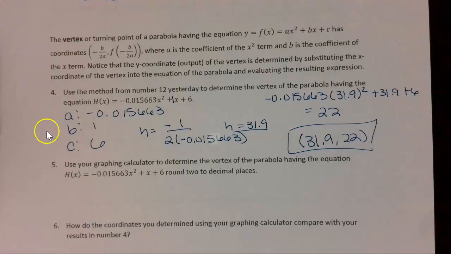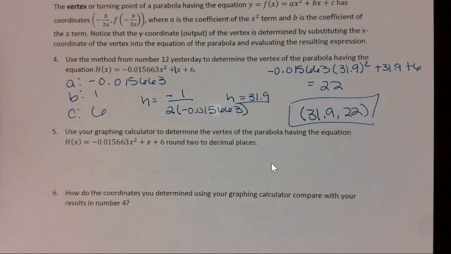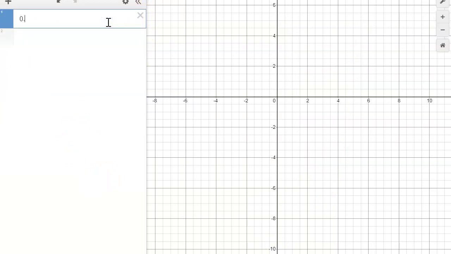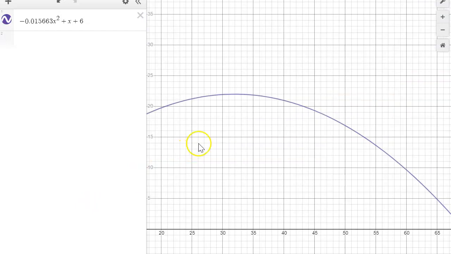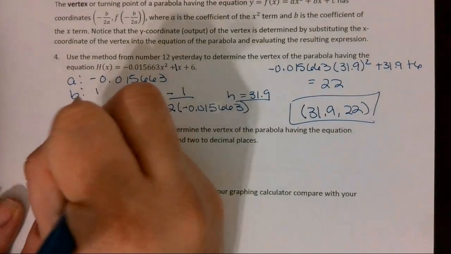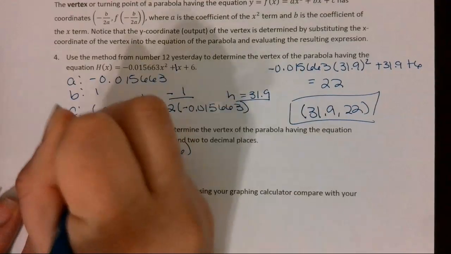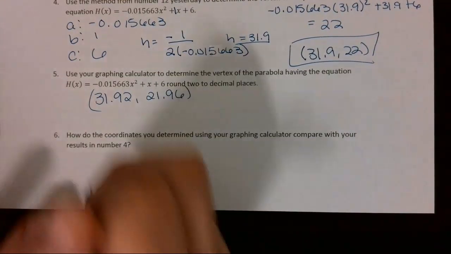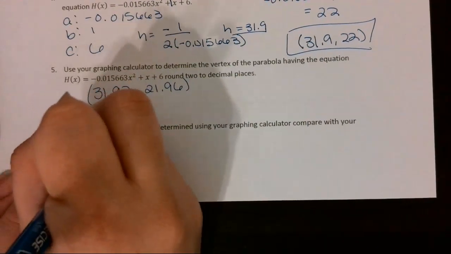Number 5 wants us to use the graphing calculator to find the vertex of the equation and round to 2 decimal places. So let's clear everything out. And we'll write it again. Negative 0.015663 x squared plus x plus 6. And we want to go find our vertex. Ooh, it's purple. And my paper wants me to write this to 2 decimal places. So I'm going to write 31.92, comma 21.96. Okay. That was it for number 5. Number 6 wants me to see how number 5 compares to 4. These just round, so they are the same.